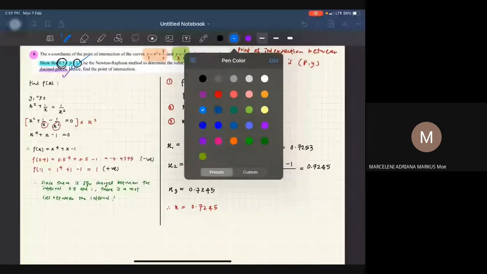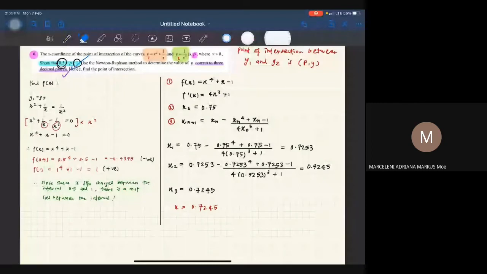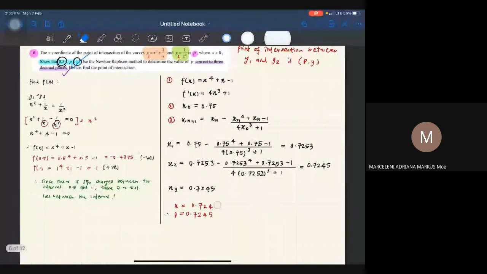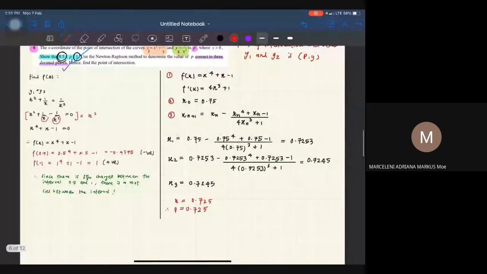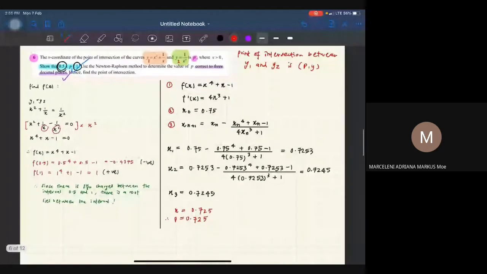Saya nak tulis. Okay, so titik kat sini. P is equal to 0.7245. Sorry, dia minta 3 decimal places kan? So, kita akan bundarkan 7, 5. Like this. Okay, this is our coordinate for X. Okay, so untuk cari Y, macam mana kita nak cari nilai Y? How are we going to find Y?